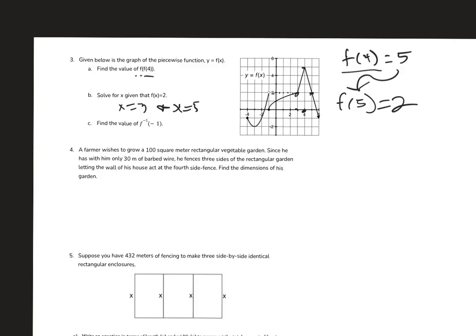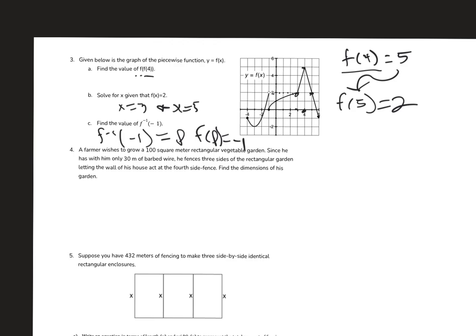And then we're asked to find the inverse of f of -1. So this is saying that if f inverse of -1 is equal to, let's say, p, then what we're saying is that f of p is equal to -1.